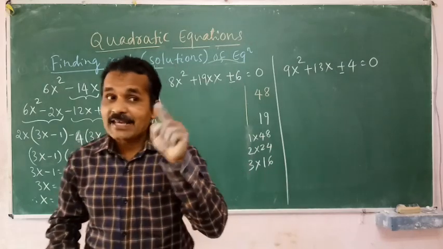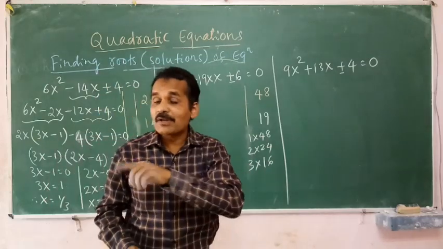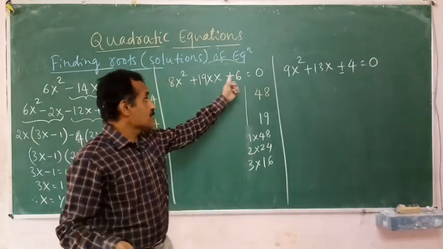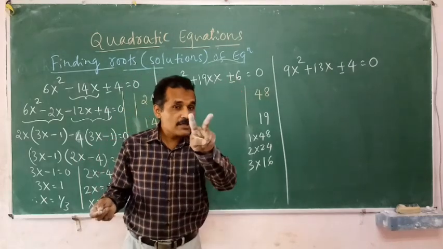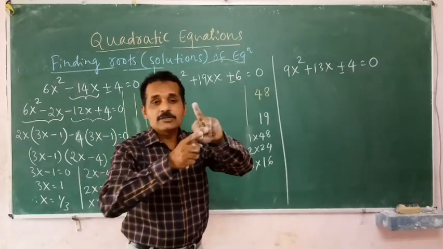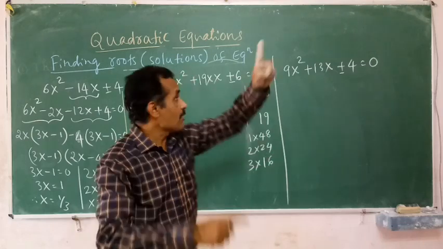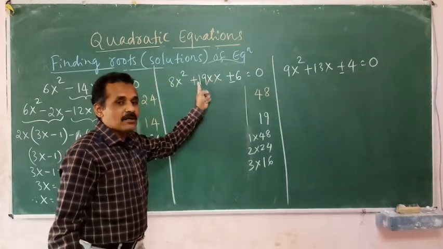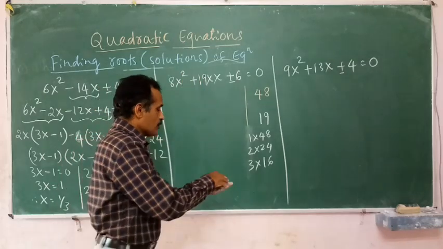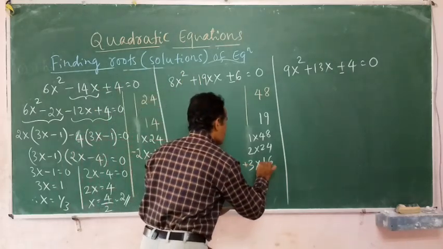But the question is which side has to be given? Because we know that whenever the last sign is positive, we have two options for the middle terms, either plus plus or minus minus. How to choose? That will be decided by this. This is plus, no doubt, both should be given positive, plus and plus.